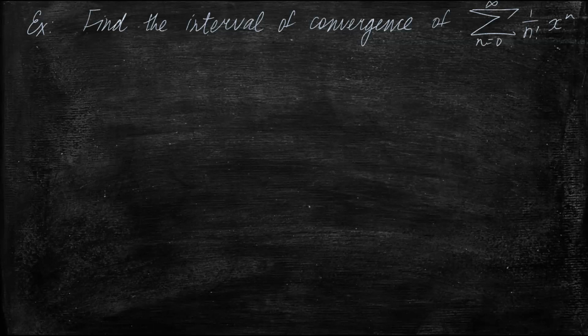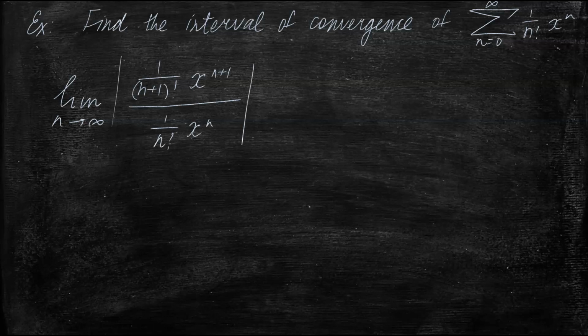And to do this, we're going to use our knowledge of power series from one of the previous lessons. So we're going to set it up as a limit. As n goes to infinity, we're going to take the n plus 1th term and divide it by the nth term and take the absolute value.